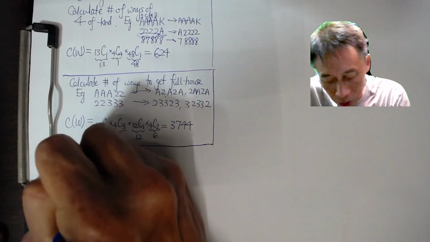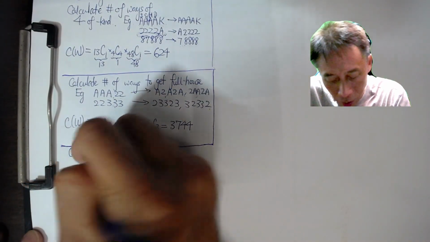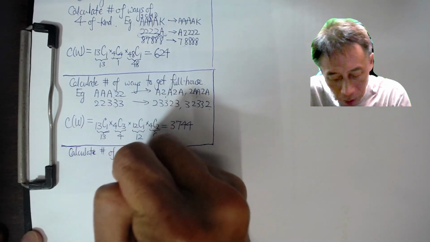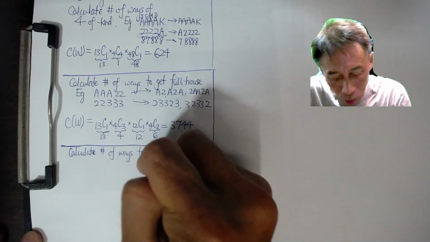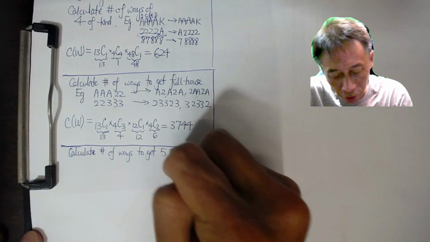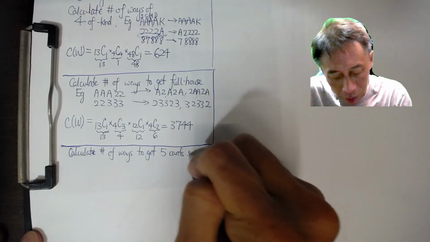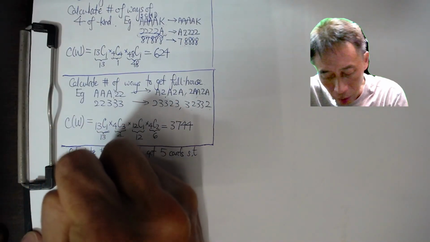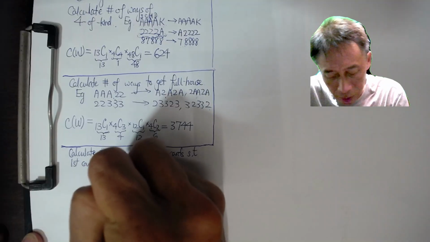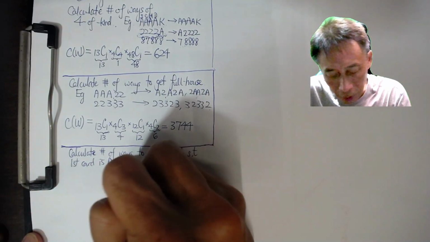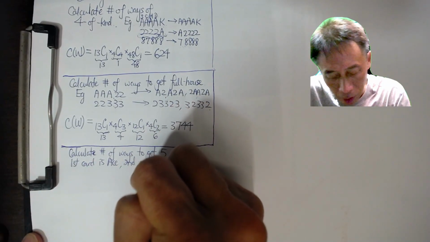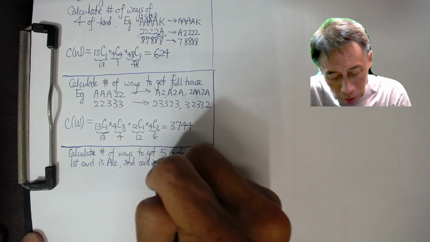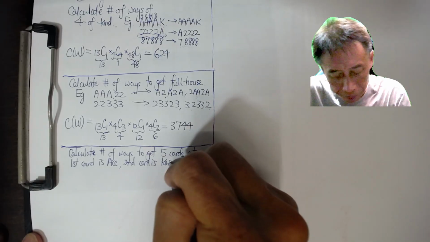So calculate, right, the number of ways to get 5 cards such that the first card is ace, right? Second card is king, all right?